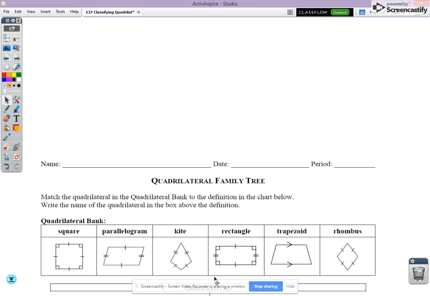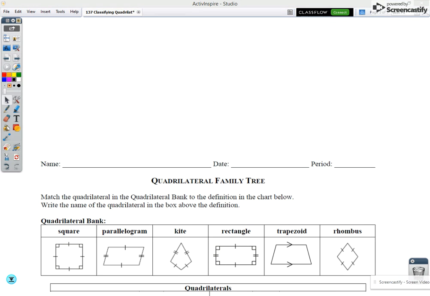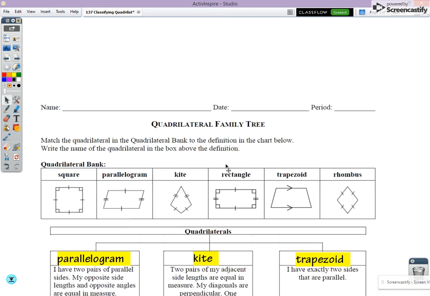All right, so I'm hoping that you've already taken a moment to try to fill out this quadrilateral family tree on your own. If you haven't, please do that, because I think it'll help you more than just hearing me go over it. But here are what your answers should be.